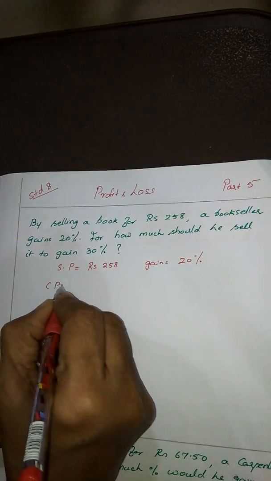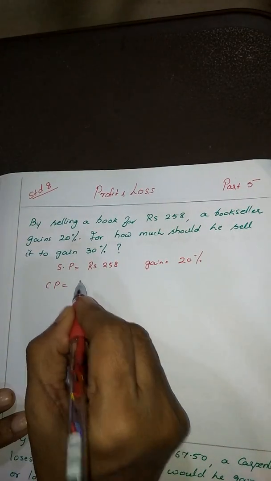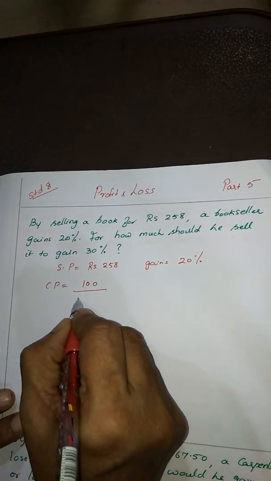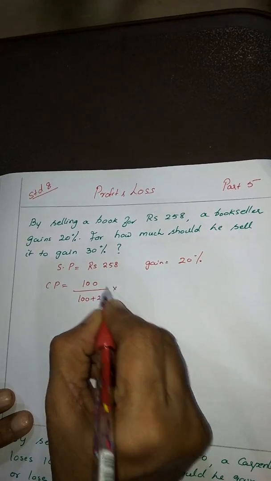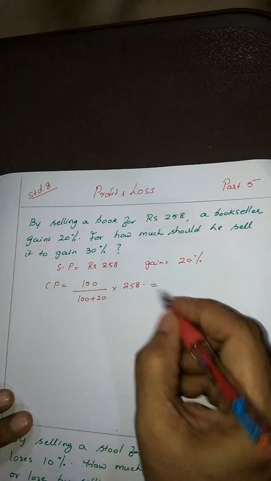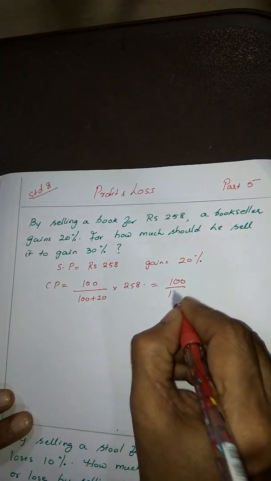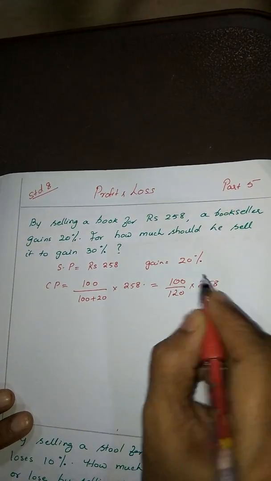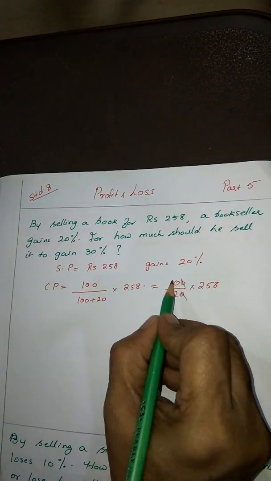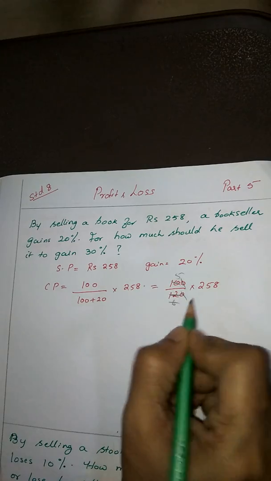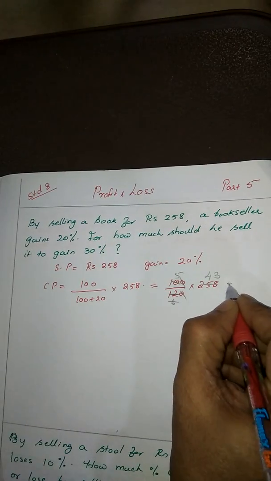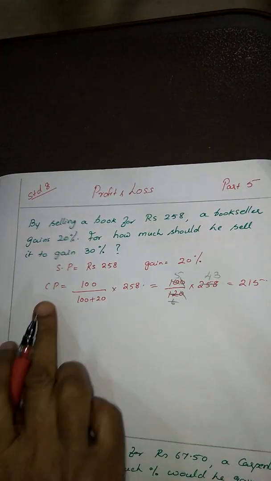So the cost price is equal to, again we will use the formula, cost price is equal to 100 by 100 plus gain percent into the selling price. Please write the formula. So 100 by 120 into 258. If you cancel this, you will get 5 and this 6 and this 6 will go in this, and you will get it is equal to 215. Now you got the cost price.